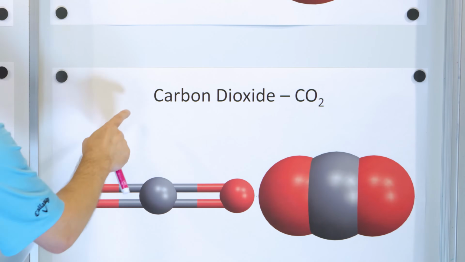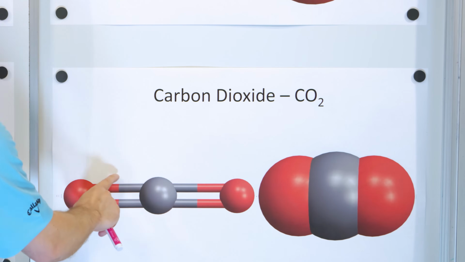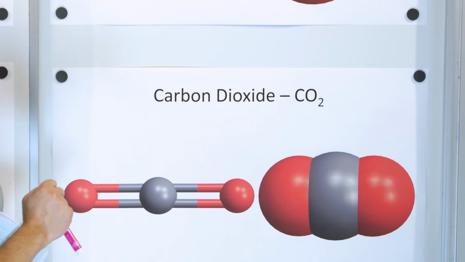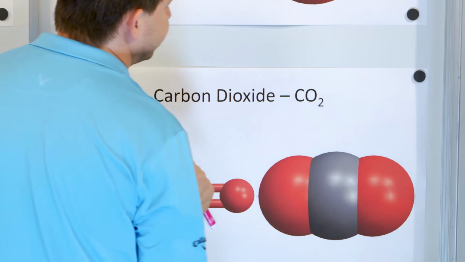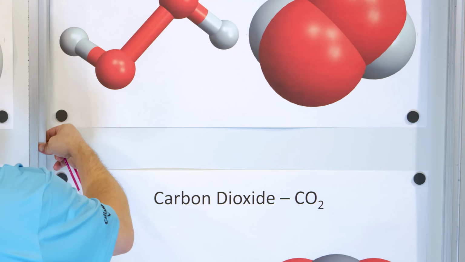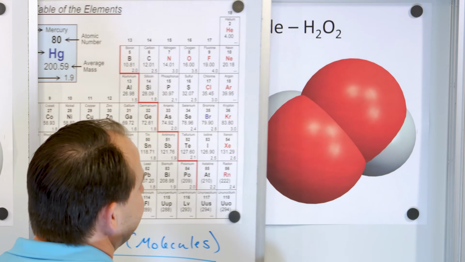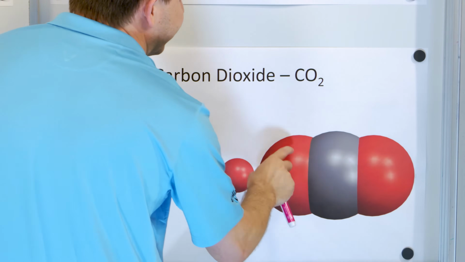And then finally, we have carbon dioxide, CO2. This one's a little bit different. That's why I saved it for last. The carbon is in the center, and then we have one oxygen flanking on either side, and we have the space-filling model showing that. Notice the relative sizes of these are a lot closer, because carbon and oxygen are close to each other on the periodic table. So the relative sizes of these atoms are very similar.